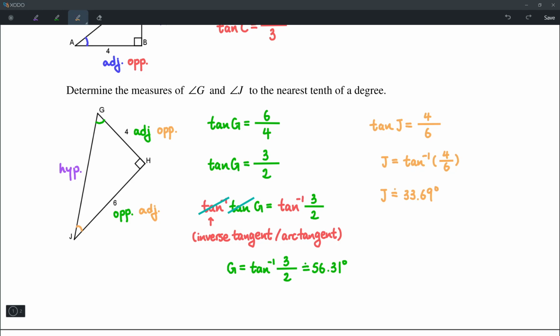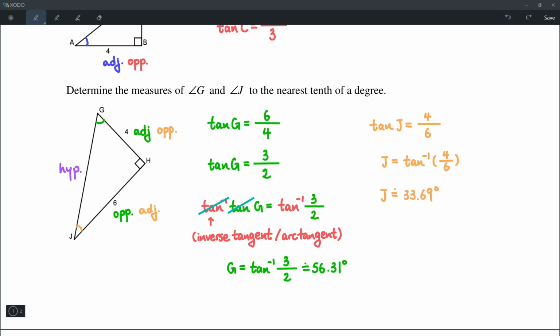So notice that we are working with a right triangle, so the sum total of these two angles, G and J, has to add up to 90 degrees because the sum total of the angles inside of a triangle has to be 180, and the right triangle accounts for 90 degrees of that.